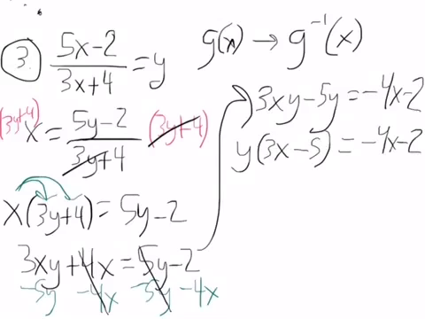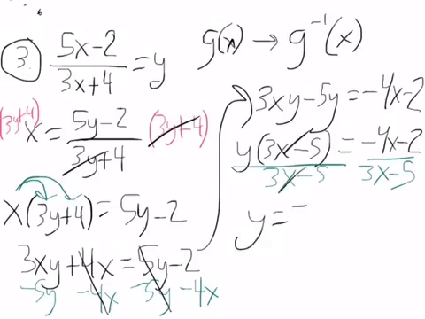And now, to keep working, I'm going to divide both sides by that to get y all alone. I'm almost there. So, divide both sides by this 3x minus 5. And if I do that, what I'm left with, these divide out to a 1, so y equals negative 4x minus 2 over 3x minus 5.